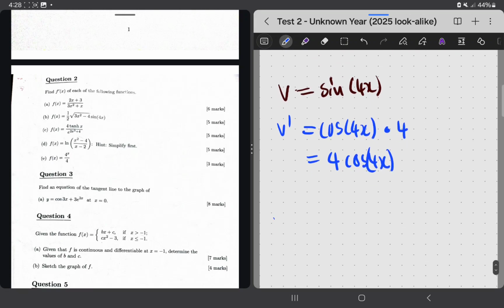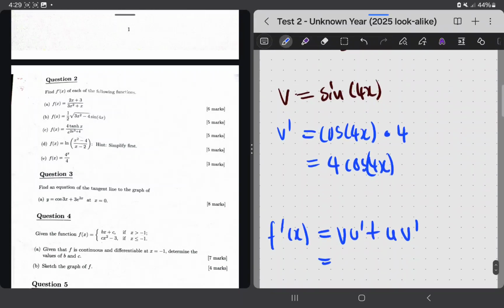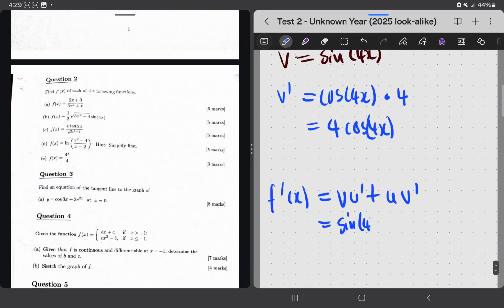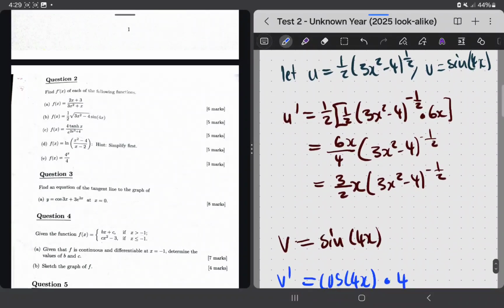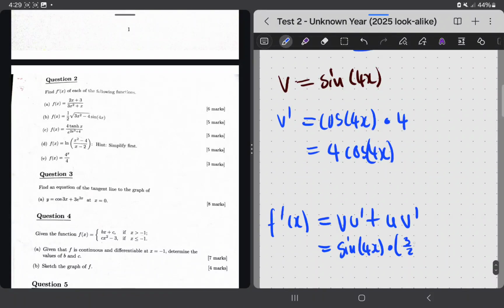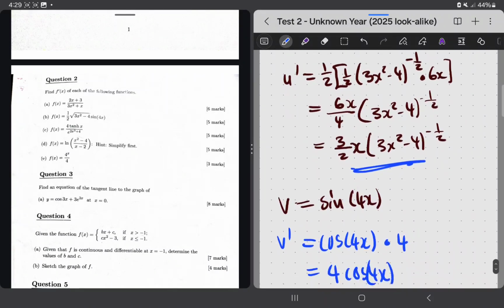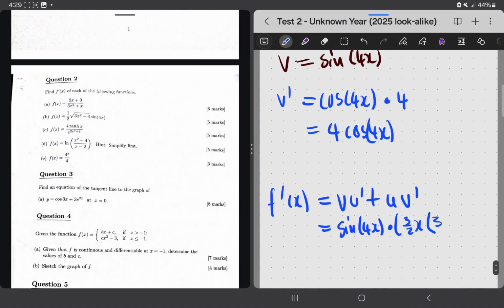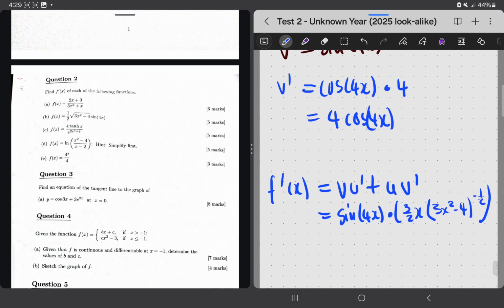Now we can say that f prime of x is going to be equal to, now we put our product rule, second times derivative of the first plus the first times derivative of the second. What is the second? Sine 4x. So it's sine of 4x, and it's going to multiply the derivative of the first, which is this whole thing, 3 over 2 x, which is going to multiply 3x squared minus 4 to the negative half. So it's a whole lot of things.